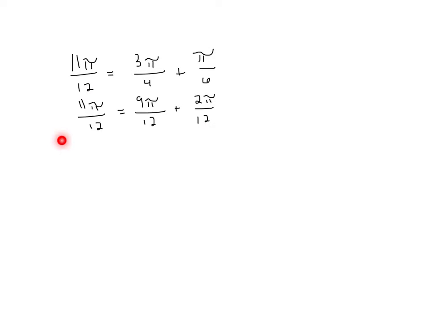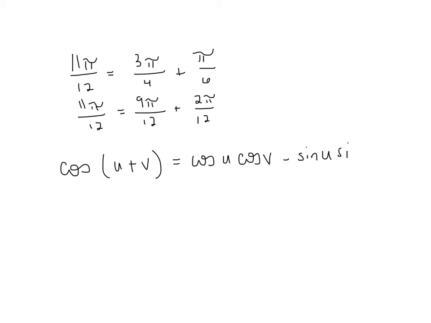So if I was using cosine, the cosine of u plus v equals cosine u cosine v minus sine u sine v. So in this case it would become cosine of 3 pi over 4 cosine of pi over 6 minus sine of 3 pi over 4 sine of pi over 6.